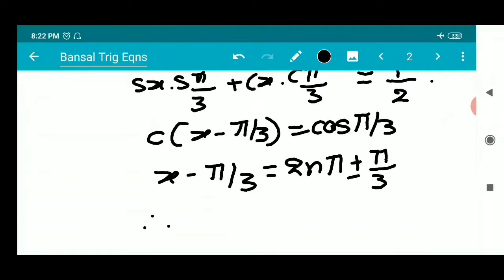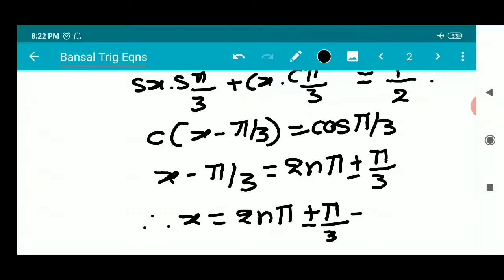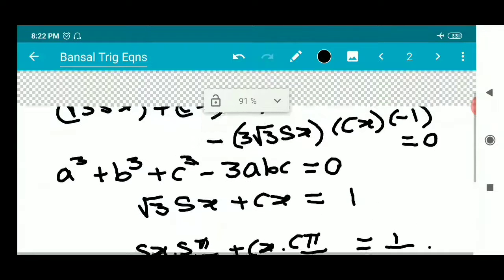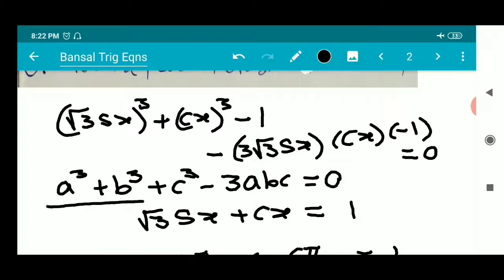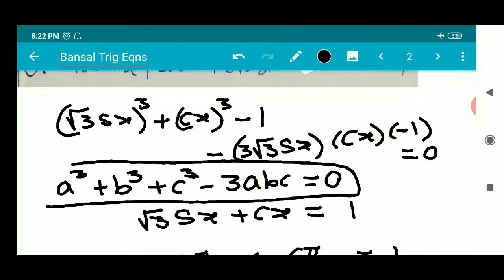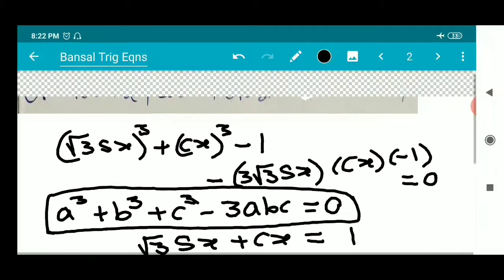So what is the x value? x equals 2n pi plus or minus pi by 3 plus pi by 3, where n belongs to capital Z, integer. Different model, but you have to get this idea. When a plus b plus c is 0, a cube plus b cube plus c cube minus 3abc will be 0. Okay.